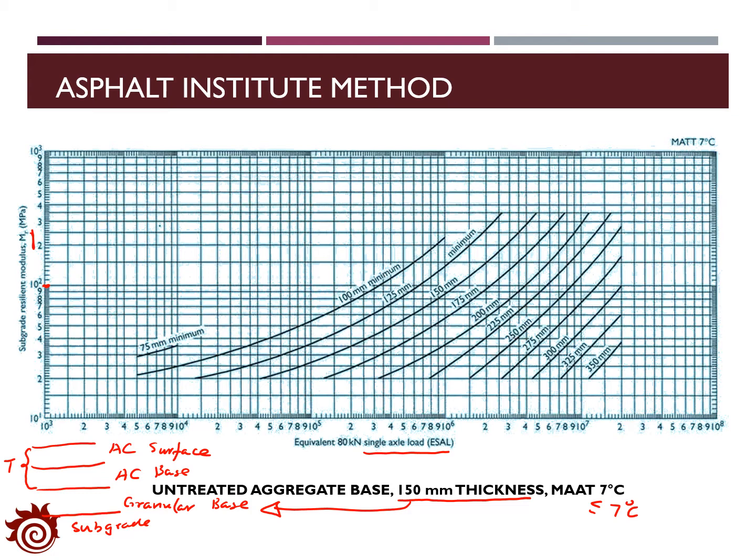For example, if the resilient modulus is 100 megapascal and the ESAR is set as 4 times 10 to the power of 5, then we can identify the thickness of the asphalt layer as 100 millimeters, which is actually the minimum thickness of the asphalt layer, and also it's the total thickness of the asphalt surface and the base layers.